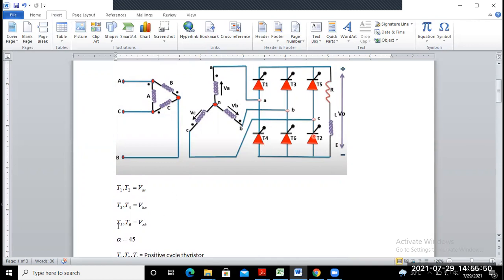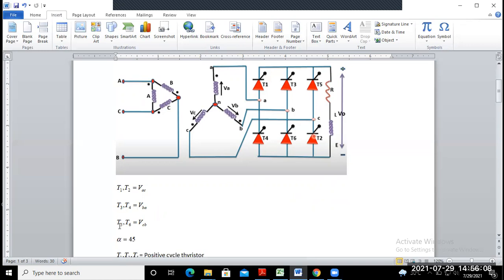That means T5. So VC is your positive and T4 is your negative. So VCB is your voltage when T5 and T4 are conducting. Be very careful here.